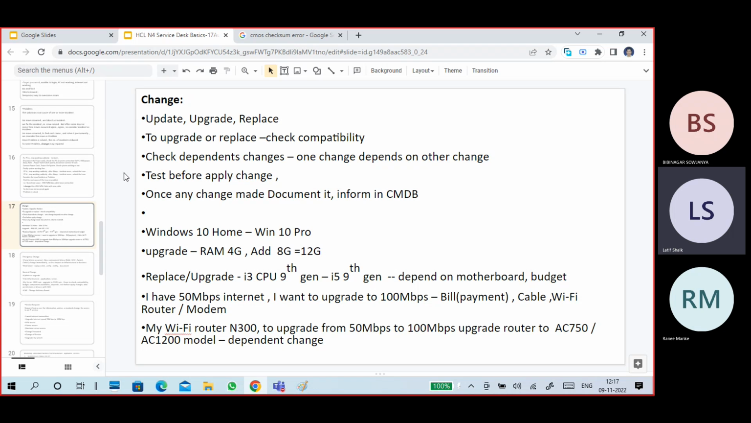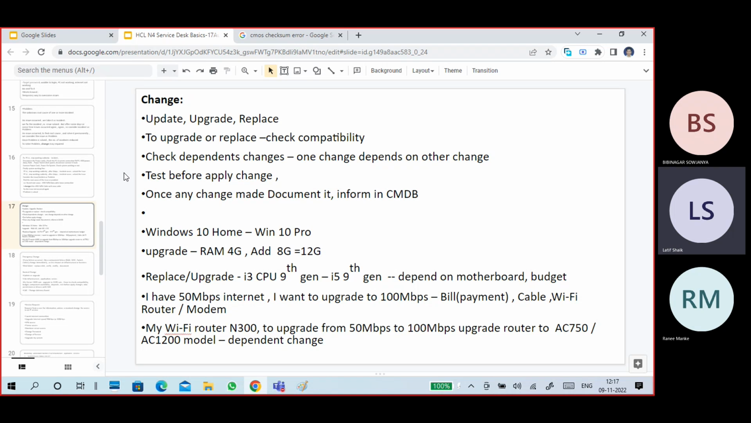Sometimes, guys, when you do updates, upgrades or replacements, you have to check the compatibility with the new one. I tried to upgrade to Windows 11. Generally it will tell you that you are eligible to upgrade, do it, otherwise the free upgrade will be stopped. Now it is throwing an error that you are unable to update. Why? Because of some internal hardware configuration issues, maybe RAM or processor requirements, or free disk space requirements. It is not compatible, so it is not upgrading.